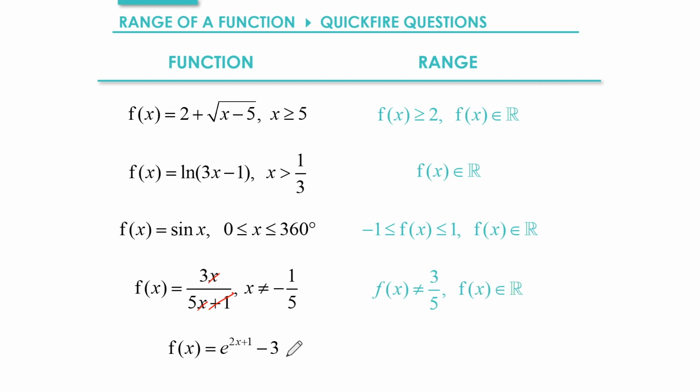For the final one here, we've got e to the 2x plus 1, minus 3. We know that exponentials have to be bigger than 0. And that means if we subtract 3, the range is any number that is bigger than -3. So f of x is bigger than -3. With all of these answers, be really careful to check the inequality and check whether it's a strict inequality or if it can equal that value.